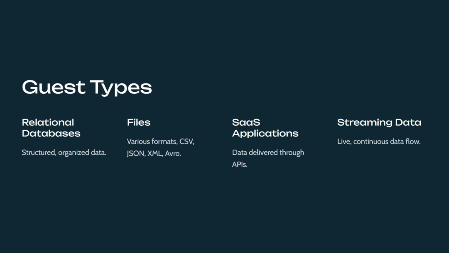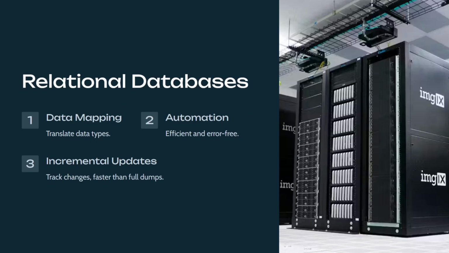First up, dealing with those relational databases, RDBMS, guests. When bringing them into the party, you need to make sure they speak the same language. You'll be mapping data types from their database to your cloud data warehouse. Think of it as providing a translator at the door. You also want to automate this whole process because who wants to manually check every guest's ID, right? Automation saves time and reduces errors. Plus, these database folks are constantly changing, so your system needs to keep up.